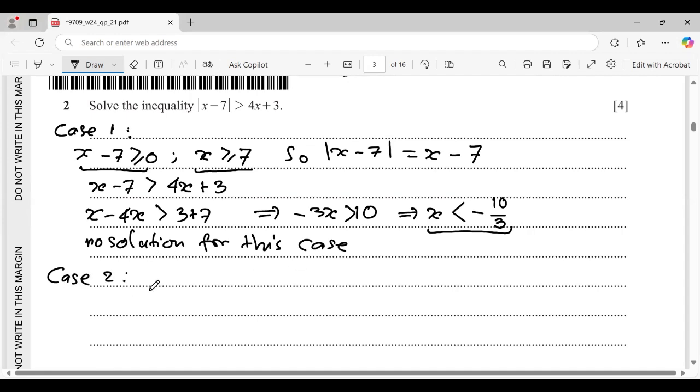Next, the second case, case 2. In case 2, x minus 7 is less than 0. In case 1, x minus 7 was greater than or equal to 0. Case 2, x minus 7 less than 0, which means x less than 7. So the modulus of x minus 7 equals minus (x minus 7), or minus x plus 7.